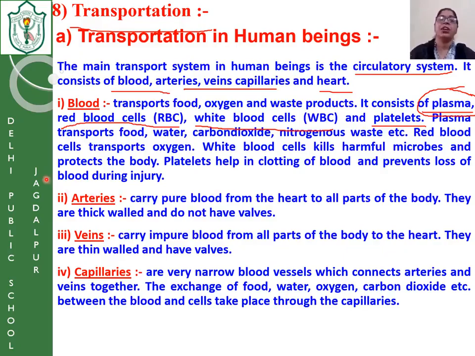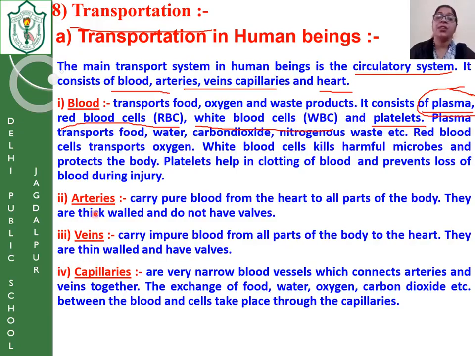Now, we have done the main thing, that is the blood. We have done the composition of blood and each component's functions. I will do the heart in the next class because it needs a lot of explanation with the diagram. We have another part of the human circulatory system, that is blood vessels, the tubes. In our body system, there are three types of tubes. First one is arteries, second one is veins, and the third one is capillaries.